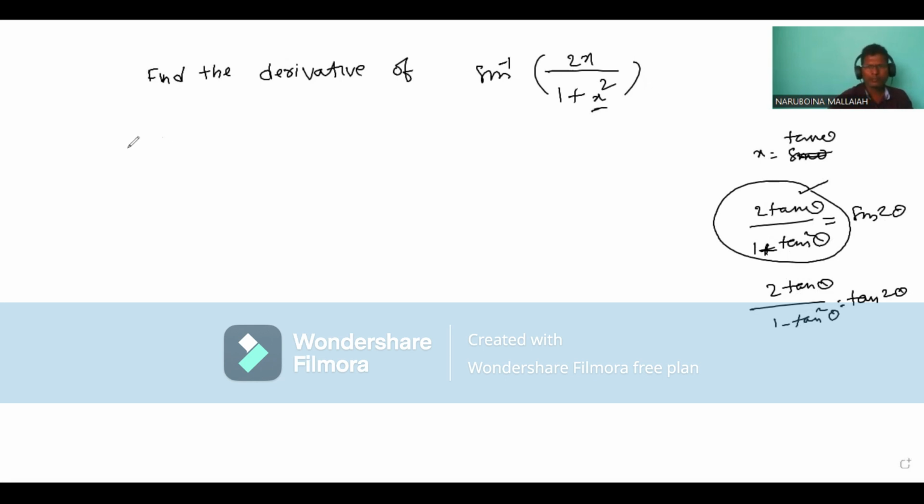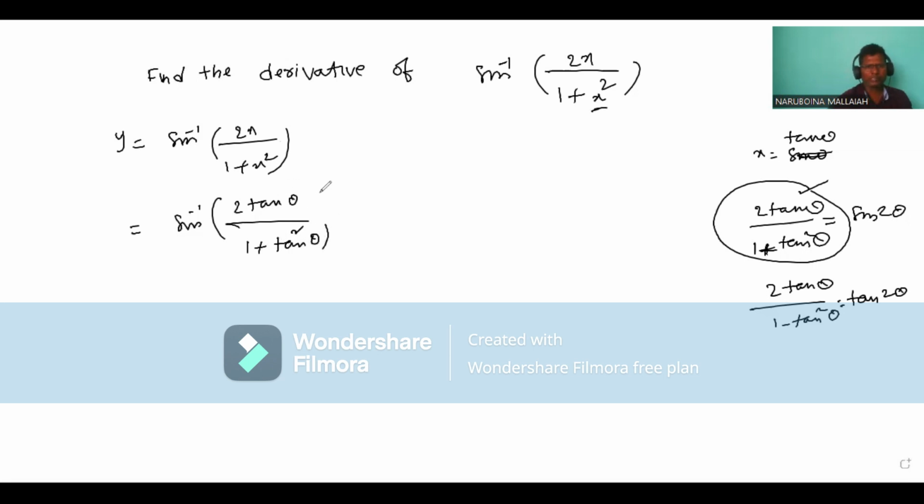Now let us simplify the given equation. The given function is sine inverse of 2x by 1 plus x square. In the place of x I am writing tan theta, so 2 tan theta by 1 plus tan square theta. Here we have square, so I added square. This is equal to sine 2 theta, so I am writing sine 2 theta. Sine inverse sine gets cancelled, and we are left with 2 theta. This is the simplified function.